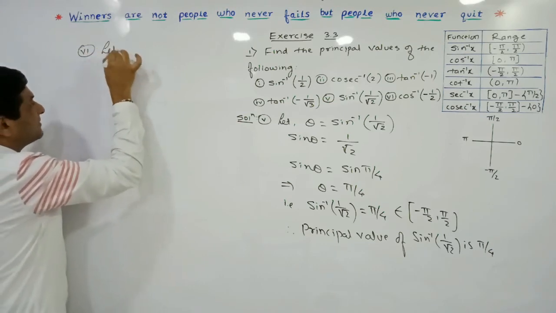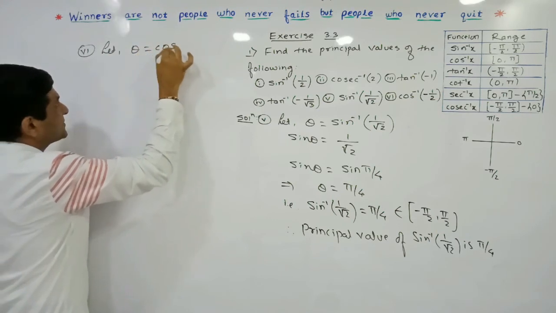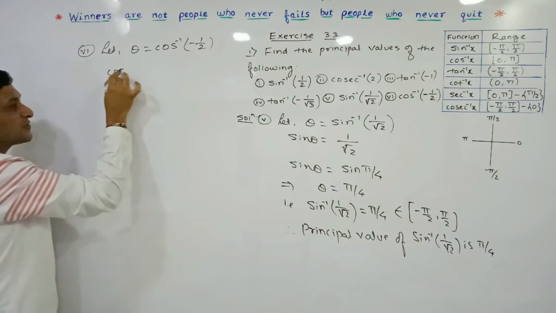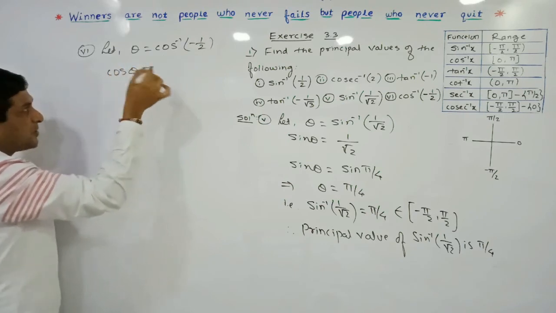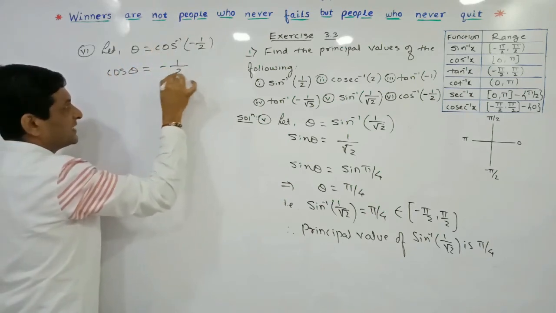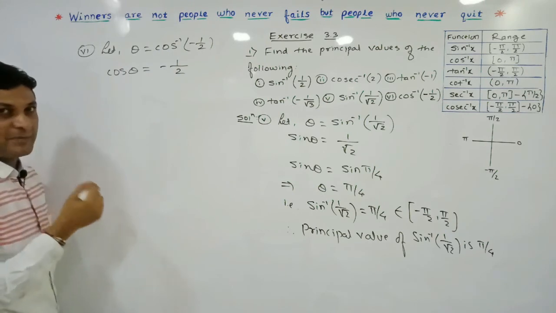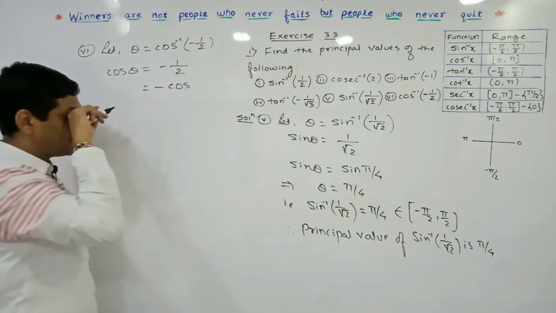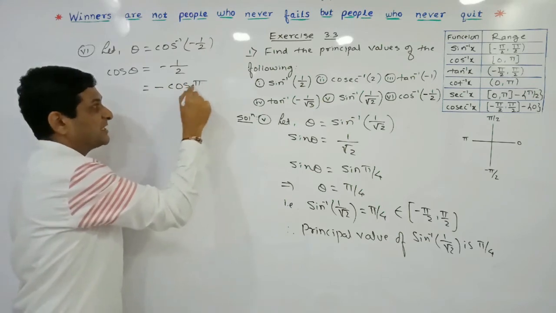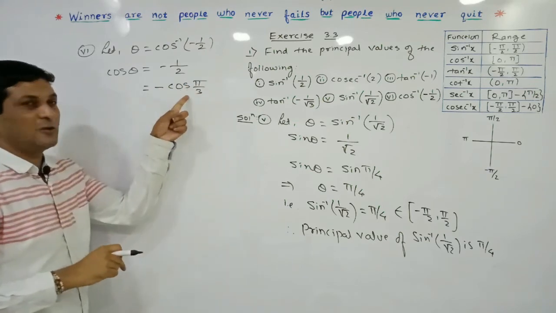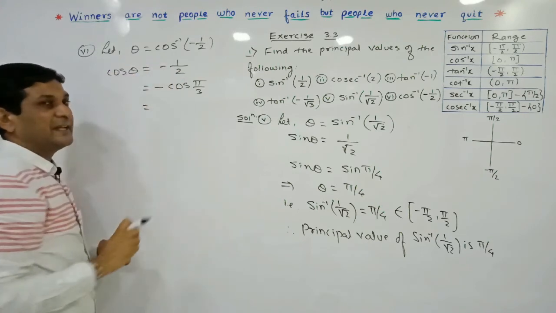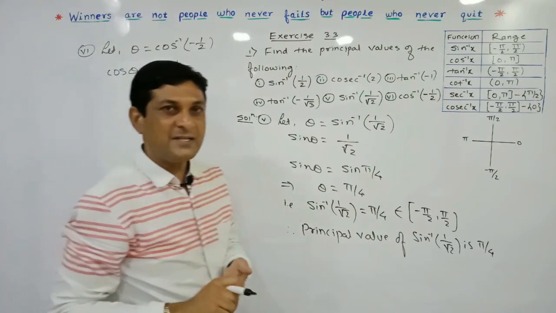Again, I am denoting it by theta is equal to cos inverse of minus 1 by 2. Again, taking cos on both sides, on this side we will get cos theta, on this side cos and cos inverse will get cancelled, remaining term is minus 1 by 2. Keep this minus as it is. 1 by 2 is the value of what? Cos pi by 3, means cos 60. Cos 60 is how much? 1 by 2.